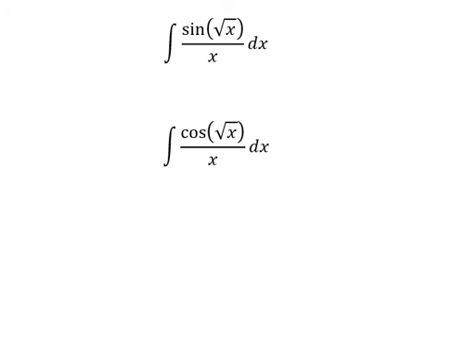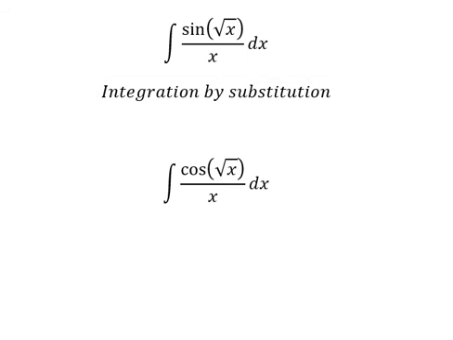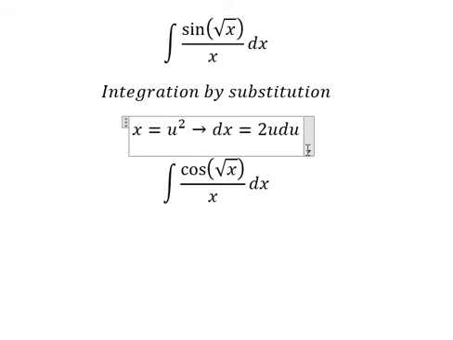We need to use integration by substitution. So I will put s equals u squared. Later, we first take the derivative of both sides, and we have ds equal to 2u du.